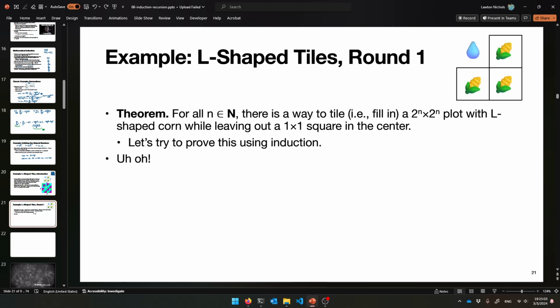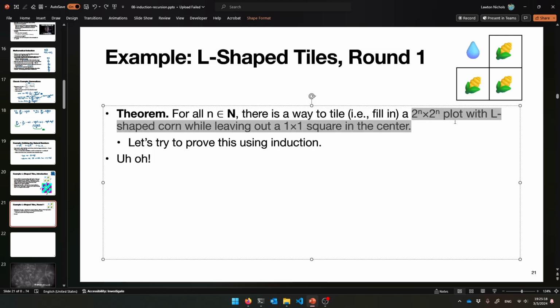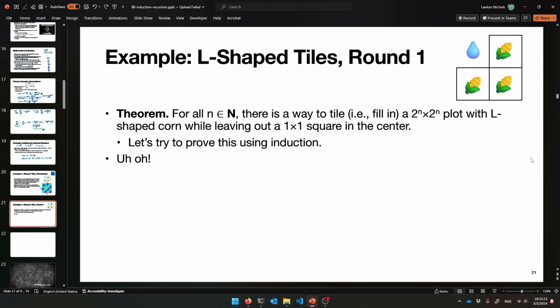We're going to run into a problem first, though. Here's our original theorem, which gives us something to think about. Theorem: for all n, there is a way to tile a 2^n by 2^n plot with L-shaped corn while leaving out a 1 by 1 square in the center. This is your predicate P(n).